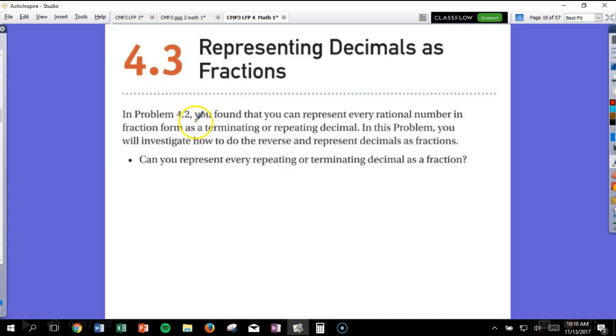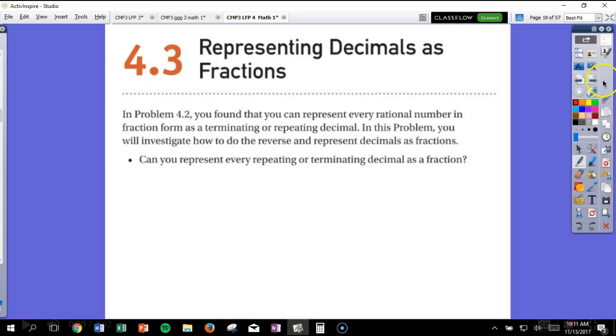So it tells us in problem 4.2 you found that you can represent every rational number in fraction form as a terminating or repeating decimal. So rational numbers can be written as terminating or repeating decimals. In this problem, we're going to investigate how to do the reverse and represent decimals as fractions. And it asks us, can you represent every repeating or terminating decimal as a fraction? So take a moment, pause the video, and think about that based on what you know from converting a fraction to a decimal. What does this information give you to tell you whether it can be converted from a decimal to a fraction?